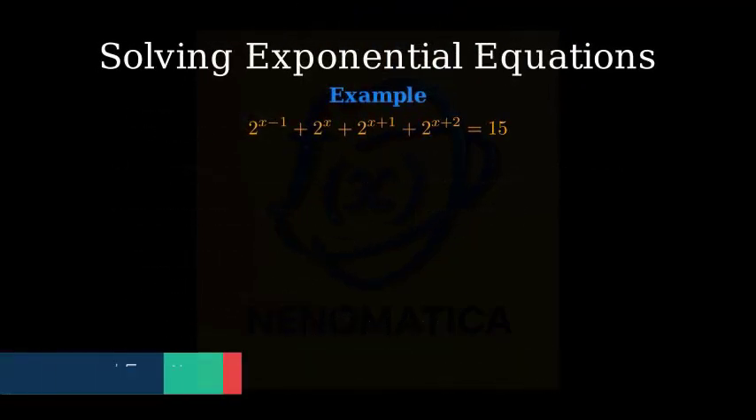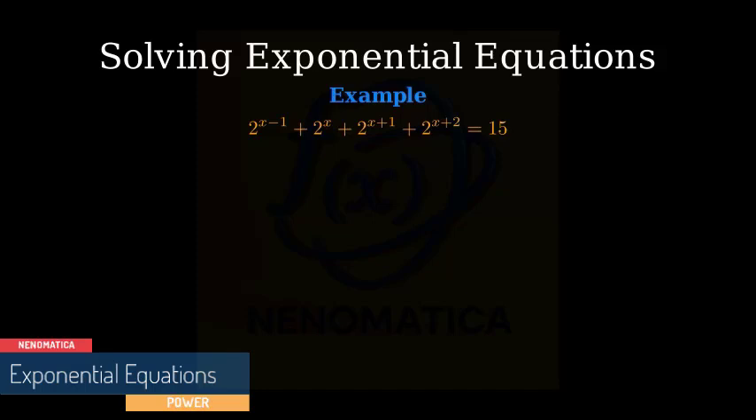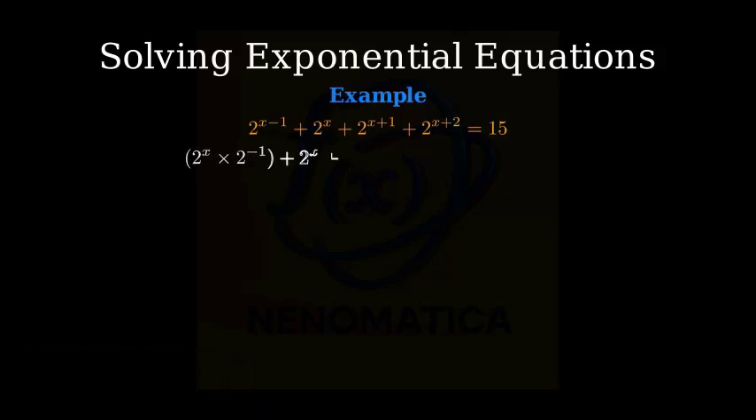Let's solve this step by step. First, we'll use the properties of exponents to rewrite our equation. Notice that all terms contain 2 to the power of something. We can factor out 2^x from each term by rewriting each term using the exponent property that says a^m times a^n equals a^(m + n).